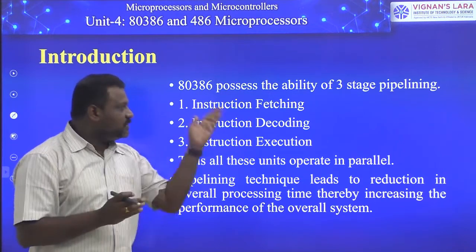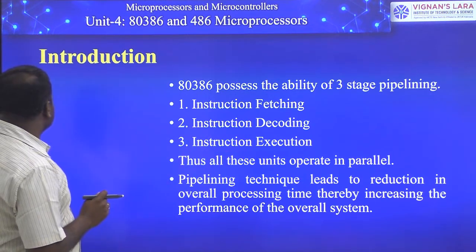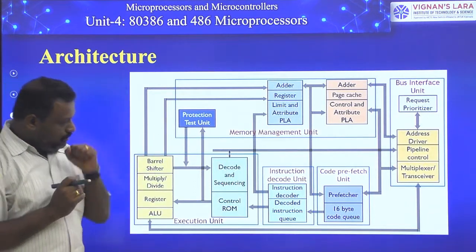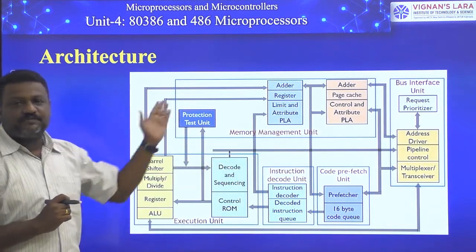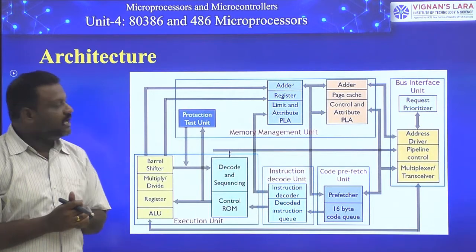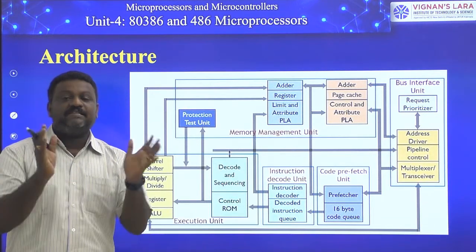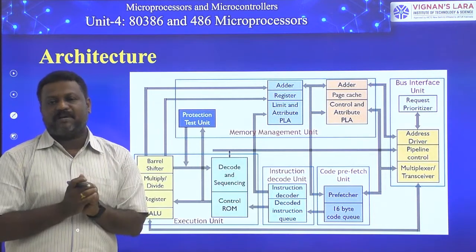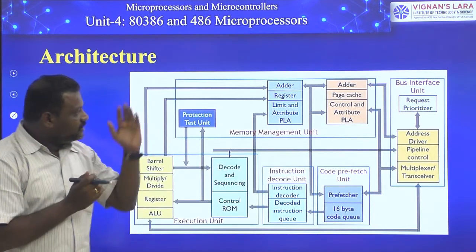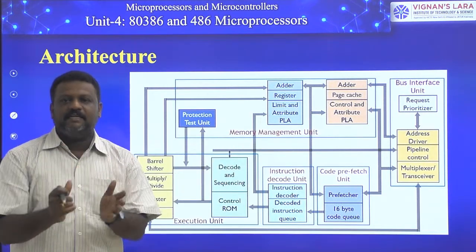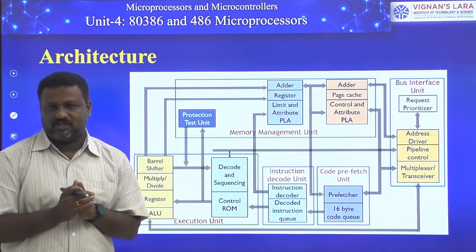Now we can go and see the architecture of the 80386. See here, friends, this is the architecture of the 80386. This whole 80386 architecture I have divided into 6 different partitions. I repeat, this whole architecture of the 80386 is divided into 6 different partitions.